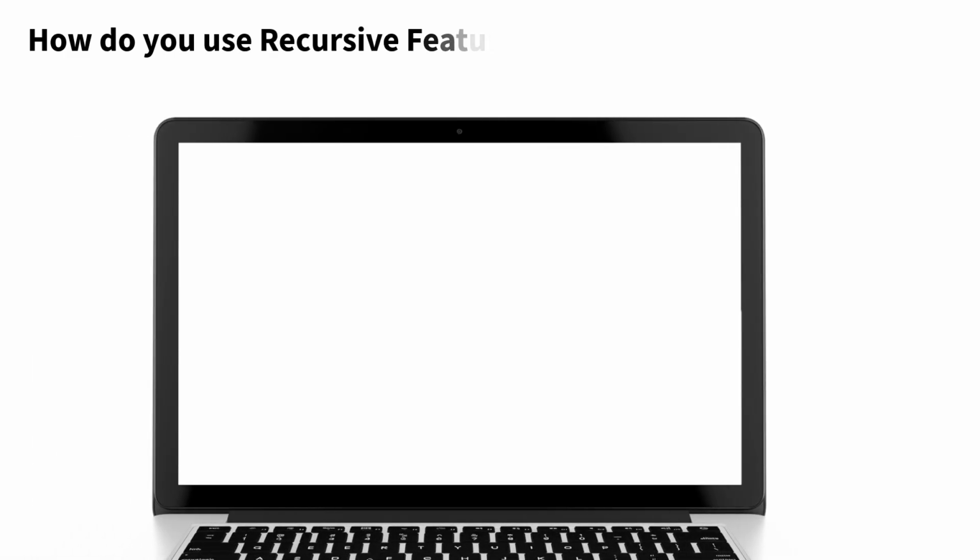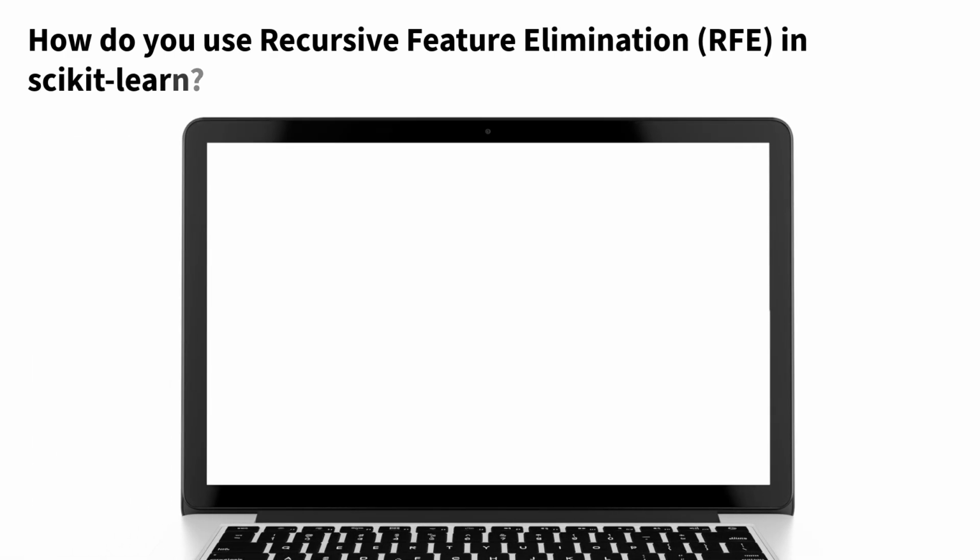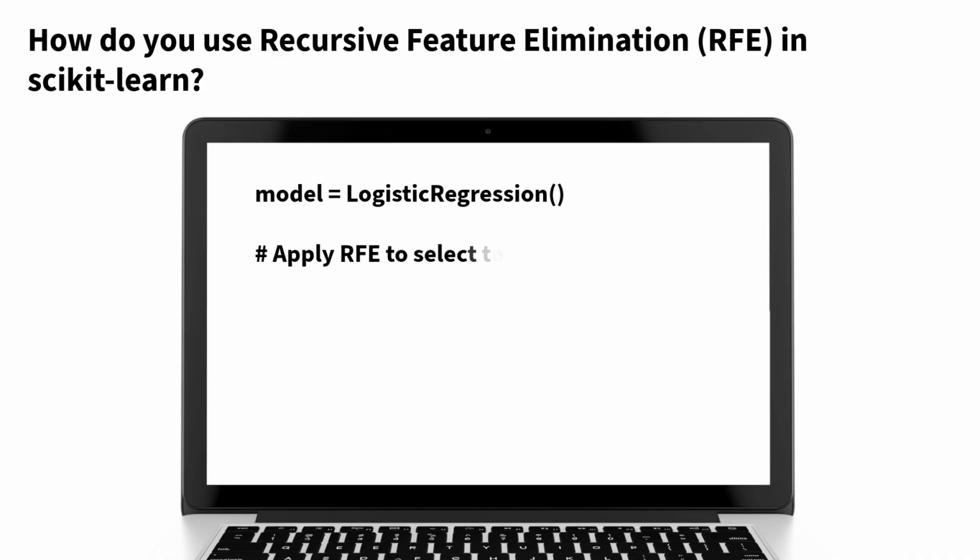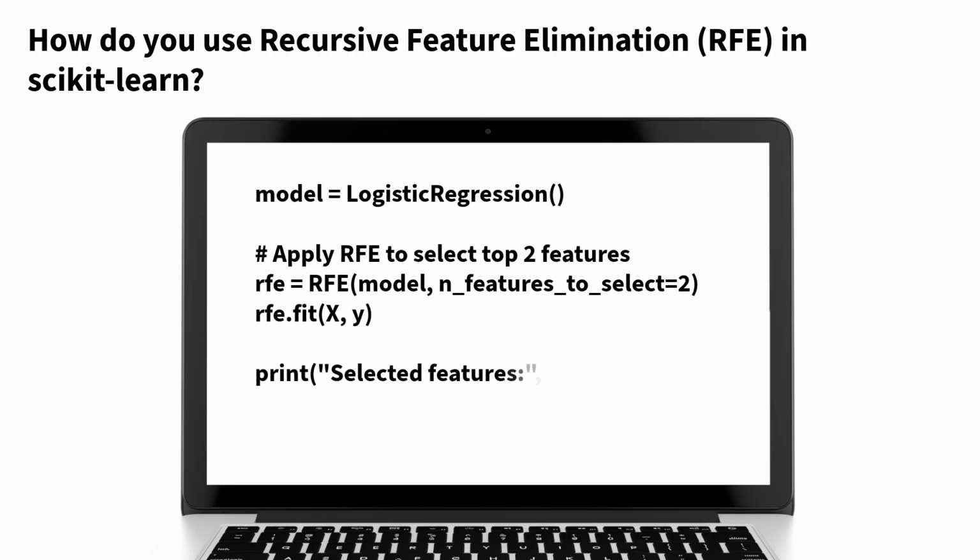How do you use recursive feature elimination in scikit-learn? Think of RFE as a survival game. Features get eliminated until the best ones remain. RFE starts with all features and removes the least important one step by step. Here, we select two features. So, rfe.support_ returns a Boolean mask showing which features were chosen. The output might say experience and education level. This means the model found those features most predictive of the target.